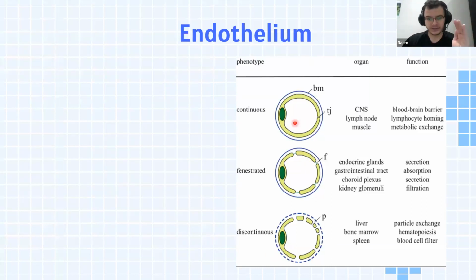Obviously not. For the continuous endothelium, if you look at the endothelium itself and the basement membrane, you can see it's full. There are no pores, there are no holes. Basically, we need this type of endothelium to minimize leakage of fluids, mainly proteins. When we talk about leakage, we mainly talk about proteins.